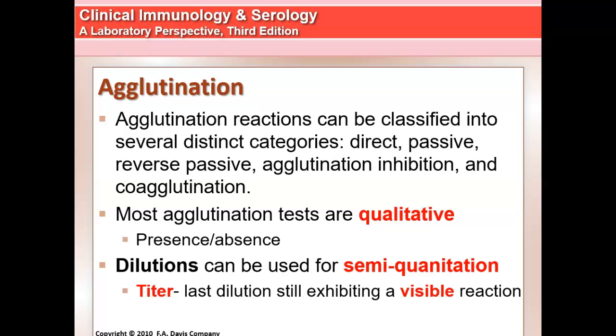Agglutination reactions can be classified into several distinct categories: direct, passive, reverse passive, agglutination inhibition, and co-agglutination. Most agglutination tests are qualitative. That means they just detect positive or negative, presence or absence of the antigen or antibody for which you are testing. Dilutions can be used for semi-quantitation. So a titer is the last dilution still exhibiting a visible reaction.